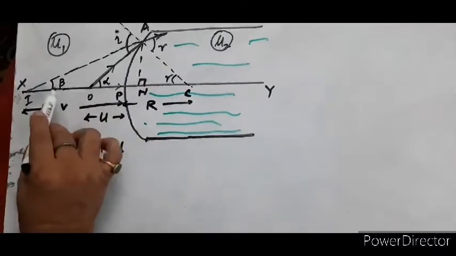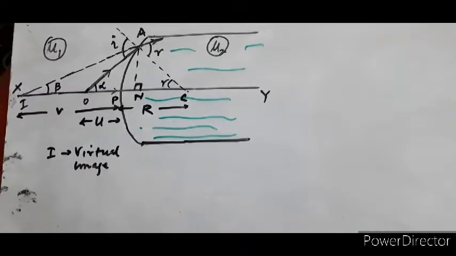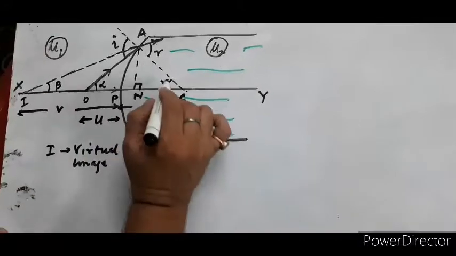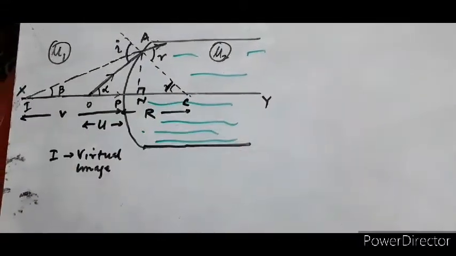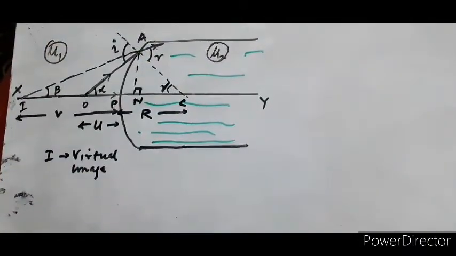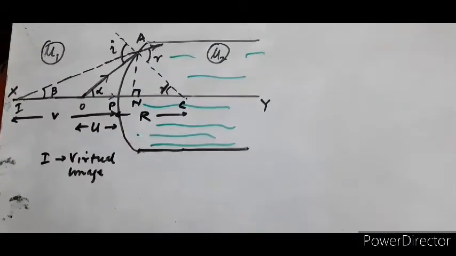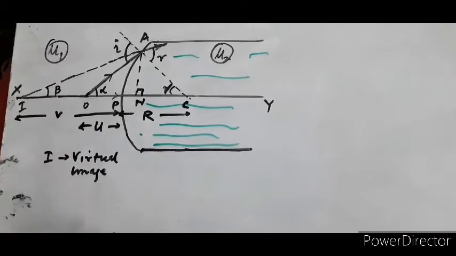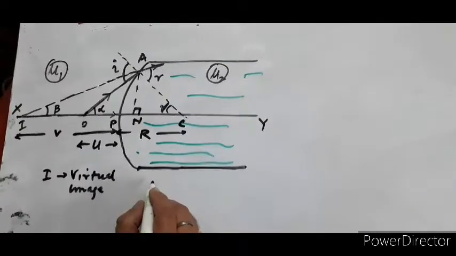So alpha, beta, gamma. Always remember: alpha is the angle subtended by the object, beta is the angle subtended by the image, and gamma is the angle subtended by the center of curvature, or the line joining the center of curvature, or we can say the normal. Mu1 is the refractive index of the rarer medium, mu2 is the refractive index of the denser medium. So the virtual image is formed here. Again, our purpose is to find the relationship.